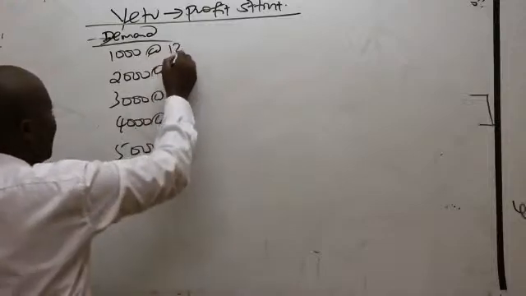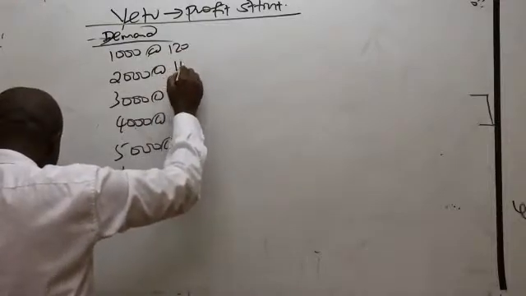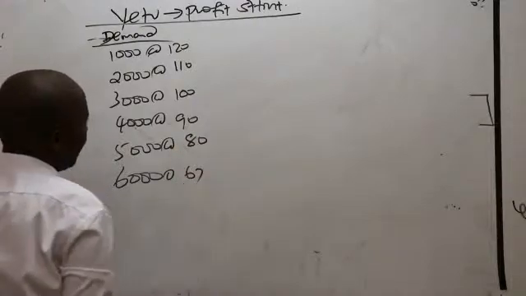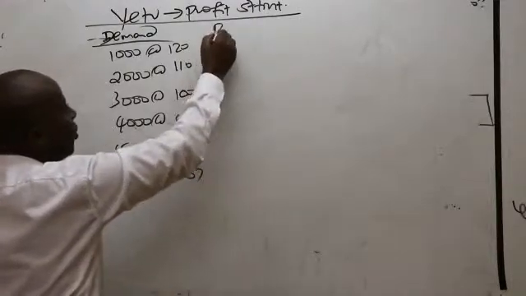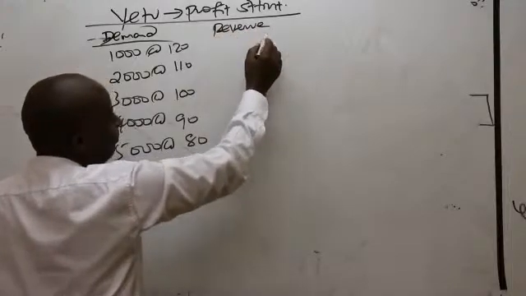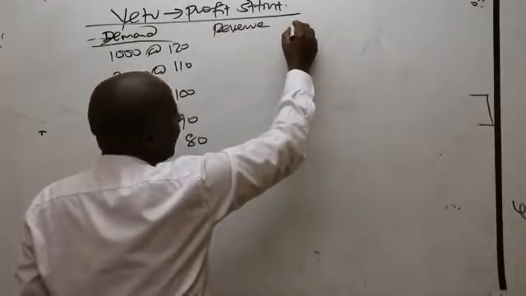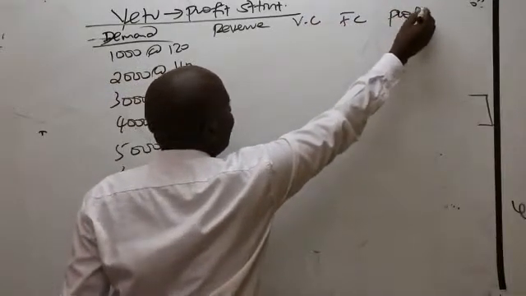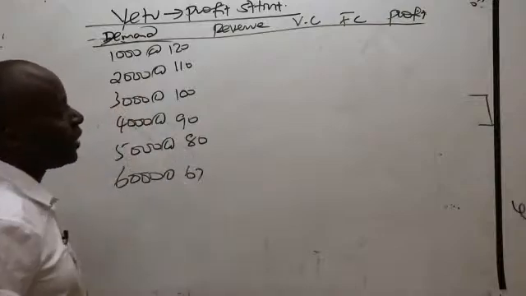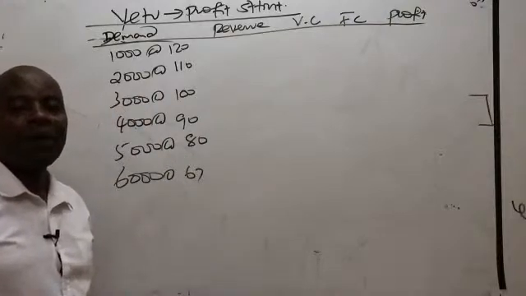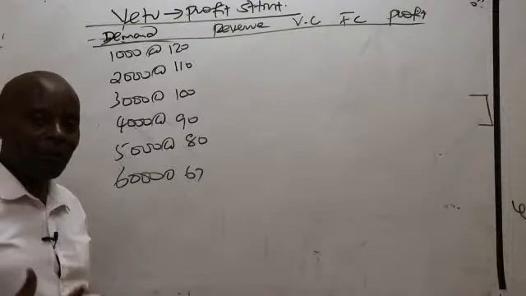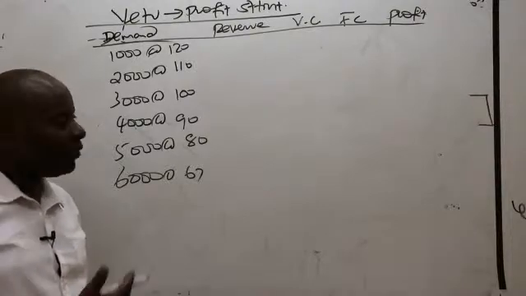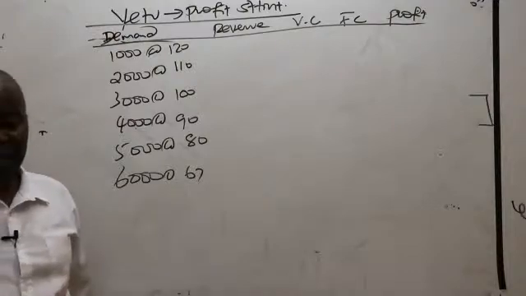We have 120. We have, ladies and gentlemen, 110. We have 100. We have 90. We have 80. And then we have 67. So I expect you to write for us the revenue there. Come and give us the variable cost, give us the fixed cost, give us the profit. I would have wanted to do it for you very fast, but because of the sensitivity of the question, I expect you to finish it. You do it. Give me a few parameters there.